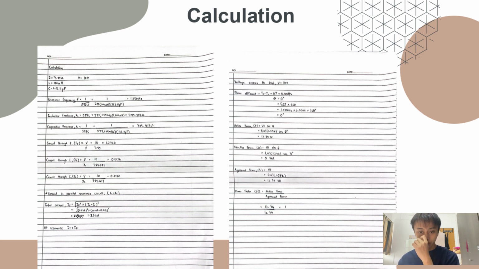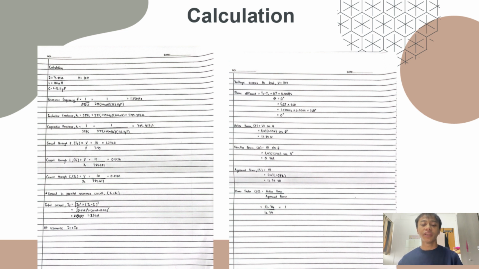As we know, the voltage across the load is 10 volt. So if we calculate the phase difference, the formula is t2 minus t1 equal to 0 second. So the phase is 0.